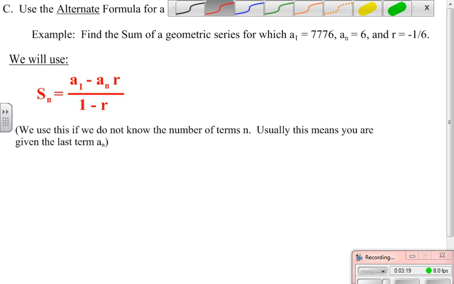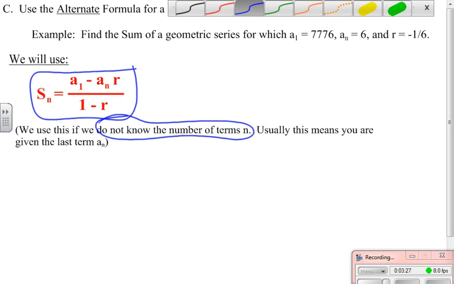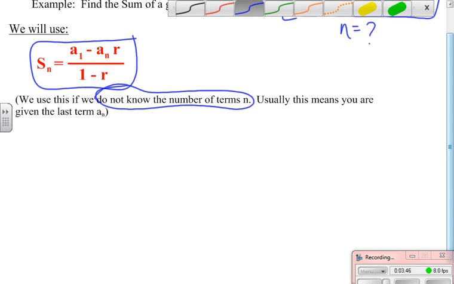Now sometimes we won't know n. And if we don't know n, we're going to use this formula if we don't know the number of terms. So here's our given information. We know a1, we know that a of n is 6, but we have no idea what term 6 is. Is it the 30th? Is it the 3rd? But we do know r. So we're going to go ahead and substitute.